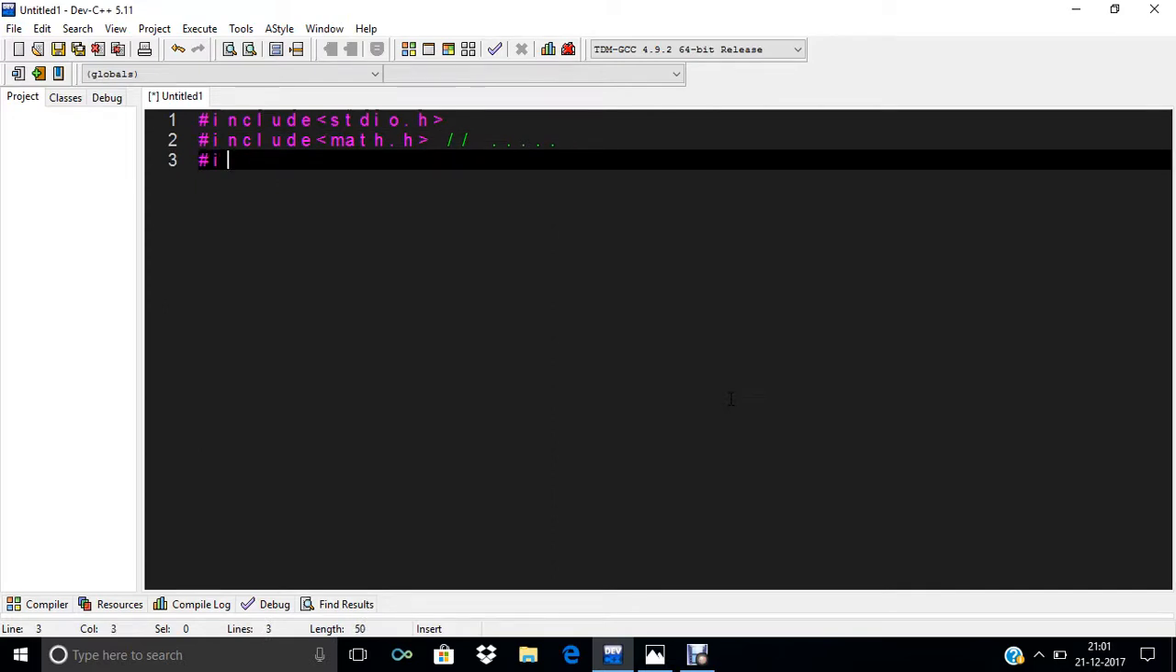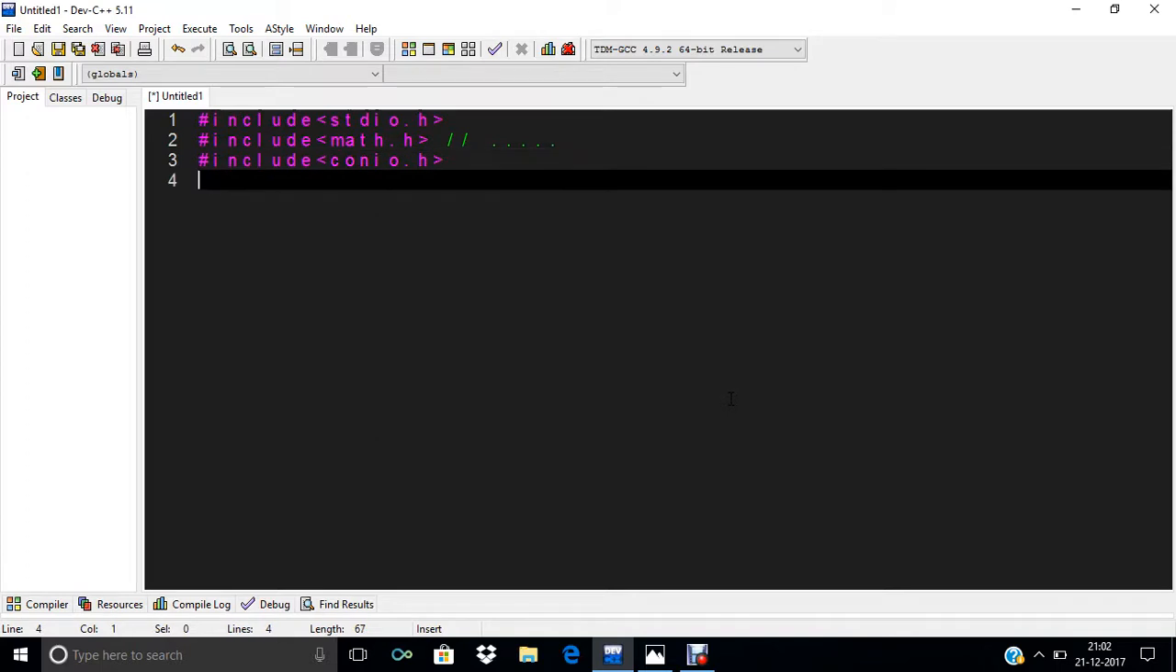It's on you if you want to write hash include conio.h or not. It's all up to you, because this header file consists of only two things: clrscr, that is the clear screen function, and getch. Even if you don't write this, it's completely fine, because most of these new IDEs have it pre-built. If you are writing this in the exam paper, make sure you write it, because most teachers don't know what this header file consists of. They may even cut your marks. So for the sake of that, I'll just write it down here.